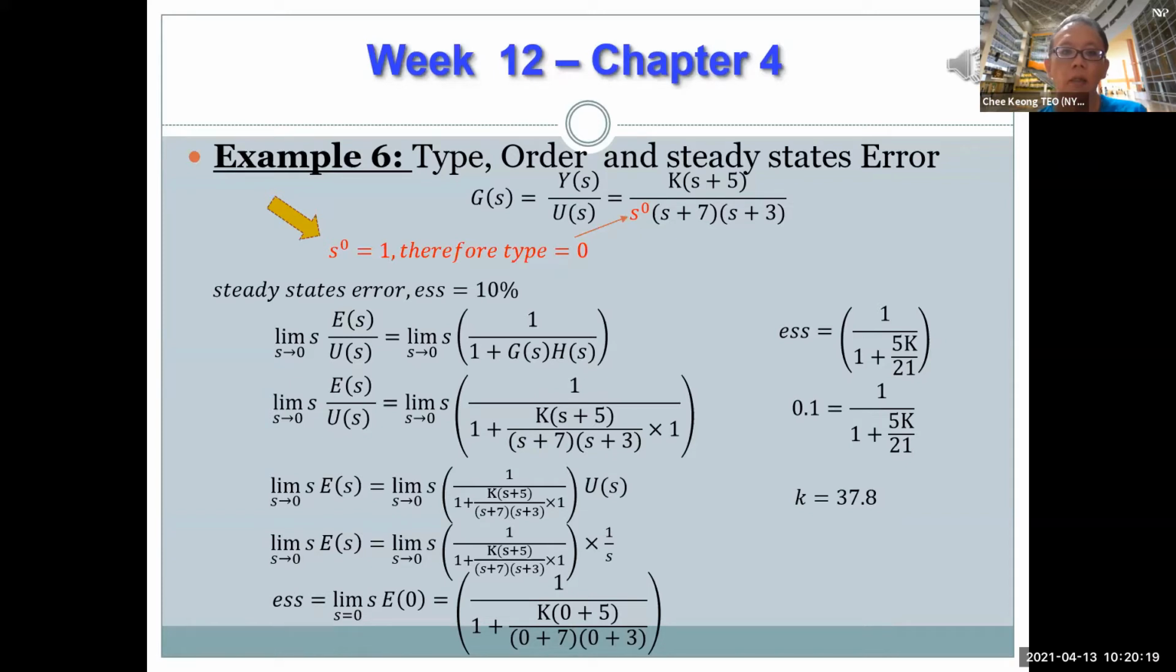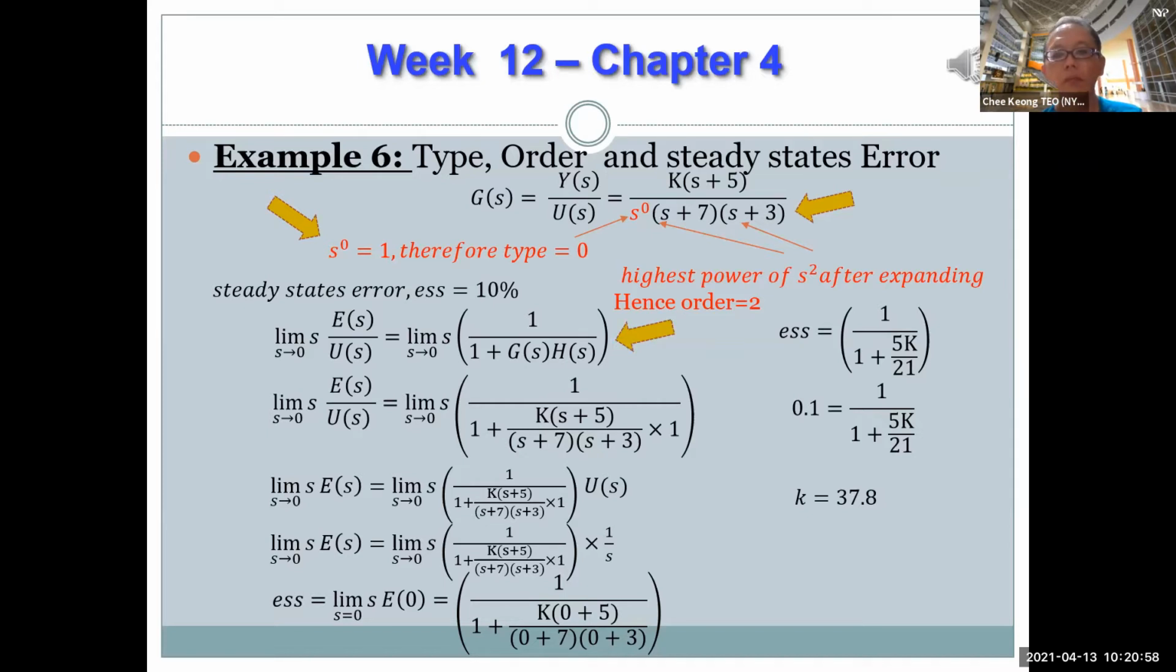Now let's take a look at example 6, which will give us a better idea of what is order, type and steady state error. Given G(s), which is equal to Y(s) over U(s), and also equal to K bracket S plus 5 over bracket S plus 7 bracket S plus 3. Note, even though we cannot see S at roots 0, S to the power of 0 is 1. Hence the type is 0. Also, if you expand the denominator, the highest power will be S to the power of 2. Hence the order is 2.